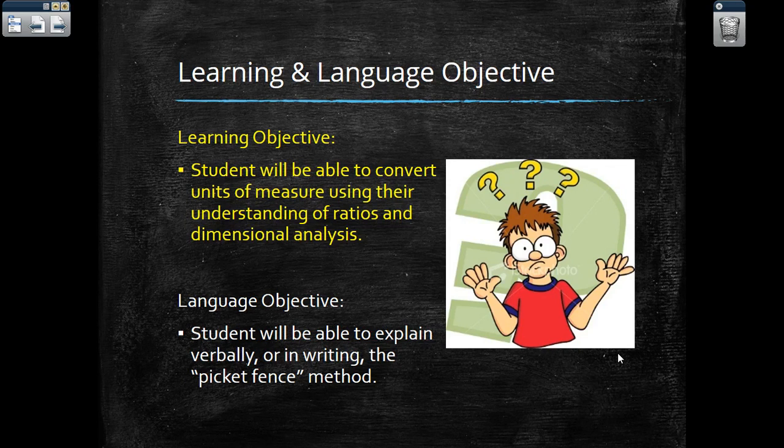The language objective, student will be able to explain verbally or in writing the picket fence method. The language objective is just for people who maybe struggle with reading and writing, or maybe English is their second language. So that's what the language objective is for. The learning objective is the main thing that we're going to focus on.